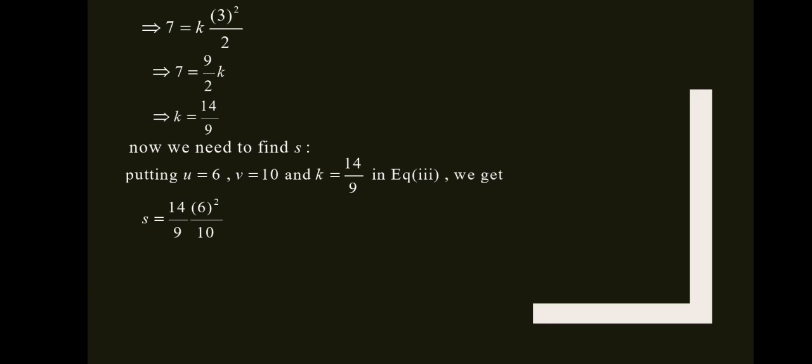Here s is equal to 14 by 9 into 6 square by 10. Here 14 by 9 is the value of k, where 6 is the value of u and 10 is the value of v. And we will be having s is equal to 14 by 9 multiplied by 36 by 10, and we get s is equal to 28 by 5.